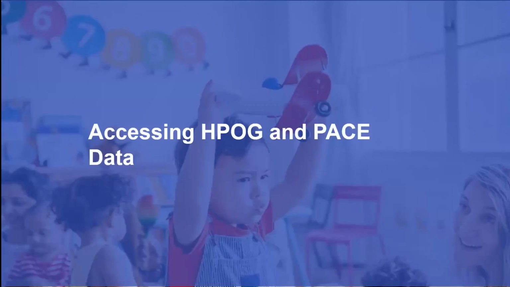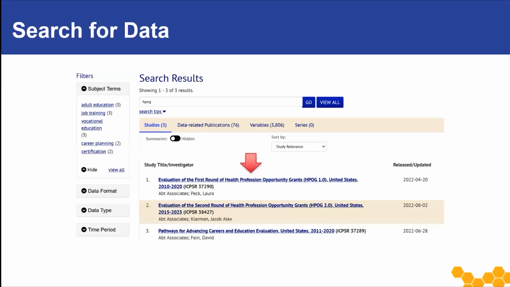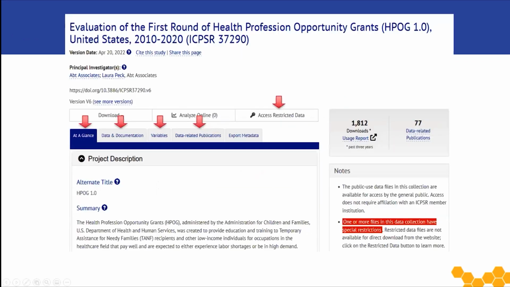So now let's turn to how you can access the HPOG and PACE data. You can begin by typing HPOG into the search bar on the home page, and that'll lead you to the search results page, where you see HPOG is the first study that shows up on the search results list. And when you click on that, it'll take you to the study homepage, which we have a screenshot of here, the HPOG 1.0 study homepage.